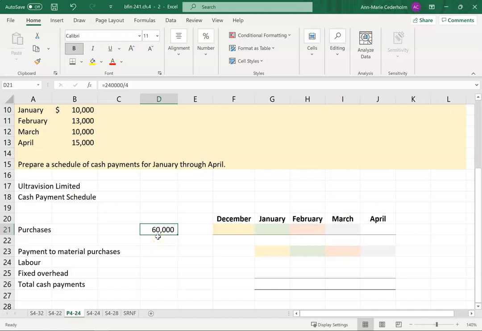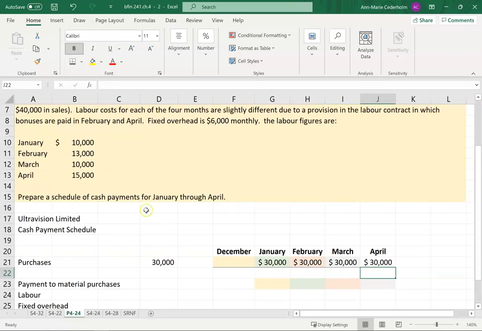And because I'm not looking at sales, I'm looking at purchases. The question told me that purchases are 50% of the sales. So that's 30,000. Now what I can do is put 30,000 in for January, February, March, and April.